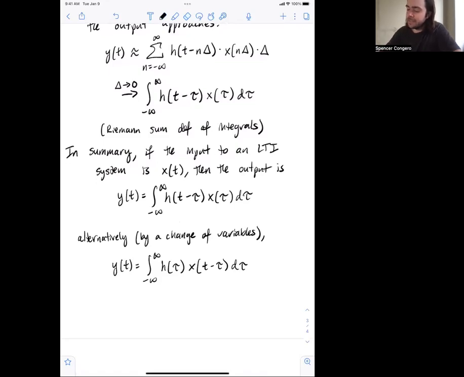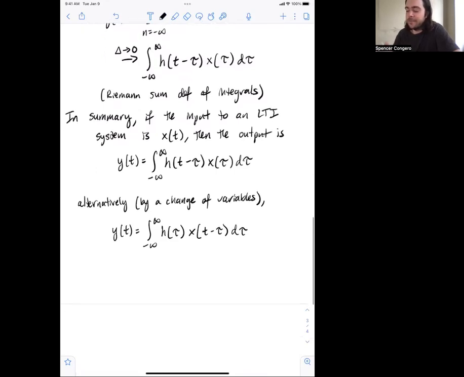Sometimes, depending on which of these functions is more complicated, x or h, the impulse response or your input, maybe it's easier to put t minus tau into one or the other. But they'll get you the exact same answer every single time. They're exactly equal. And these are called convolution integrals.